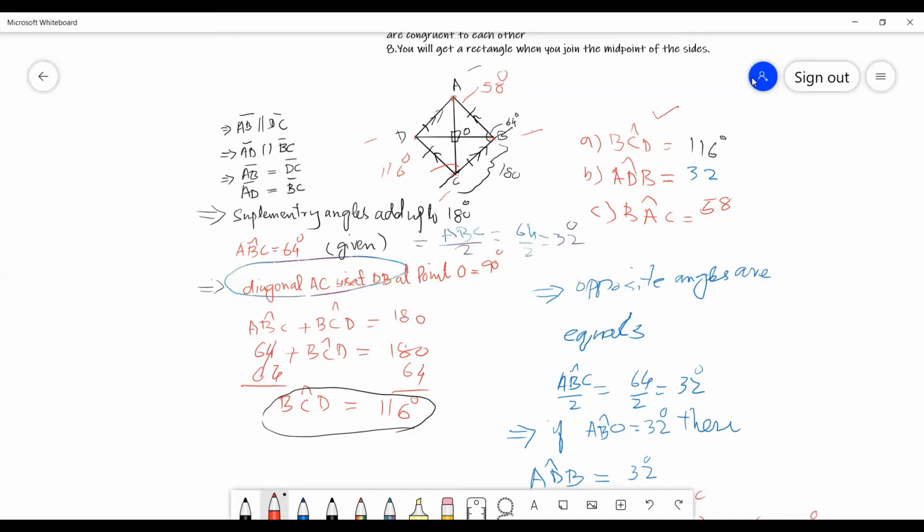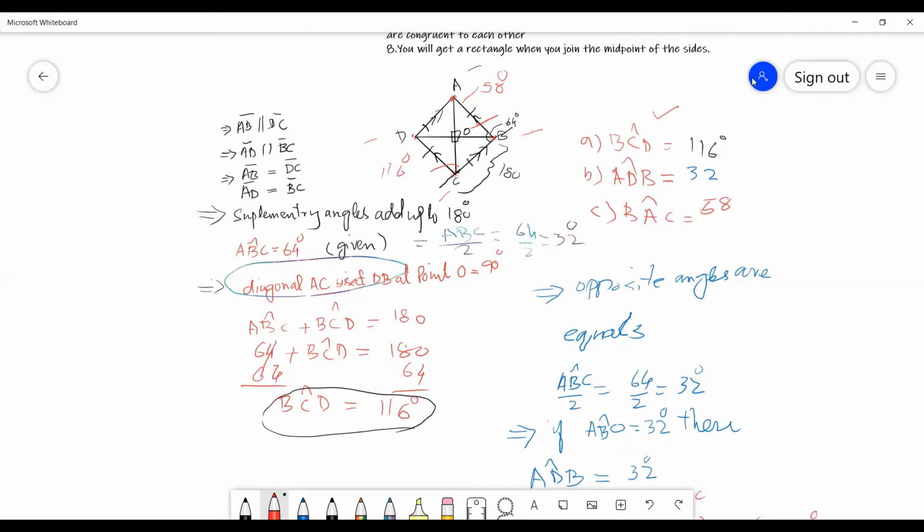So the main thing, diagonal AC, this is point A and this is C, bisects DB at point O. This is diagonal DB. So AC bisects DB, and DB bisects AC. We mark this point O ourselves, and this is the angle 90.